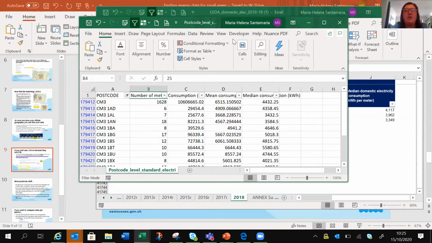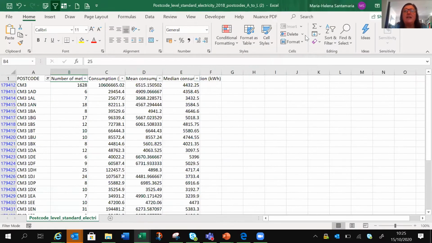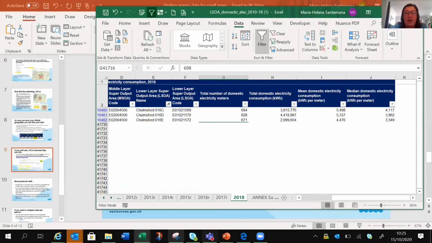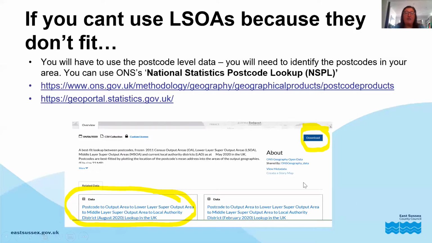I think it comes out in two halves. Let me just check. Yeah, A to L in one, and M to Z in the other. So go back to this. I'm just going to make that a big thing again. So you've gone to NSPD and you've got your postcodes.